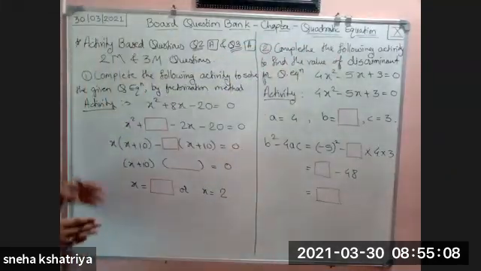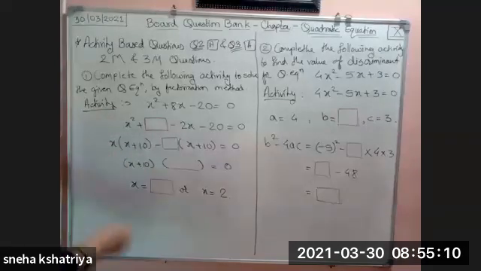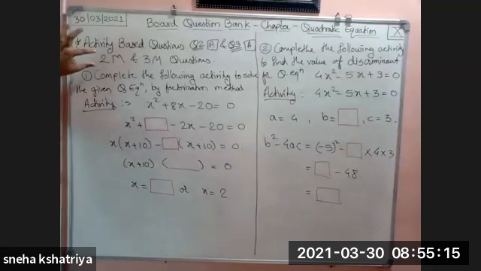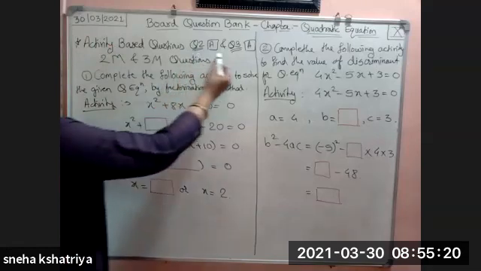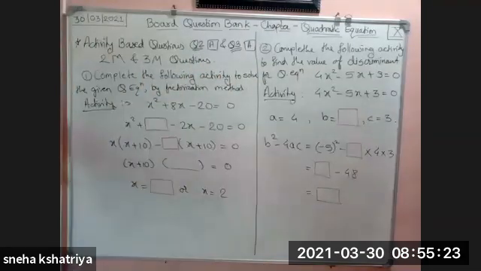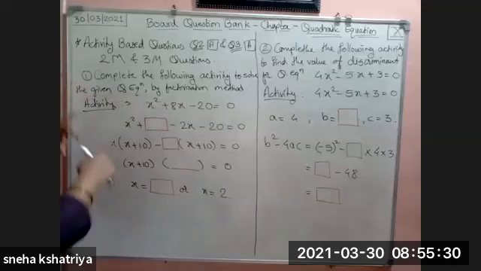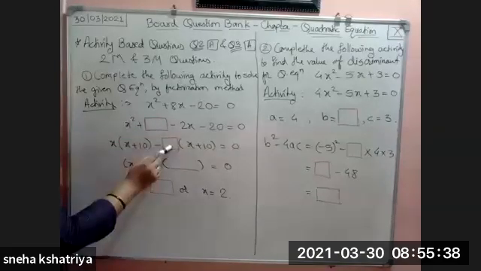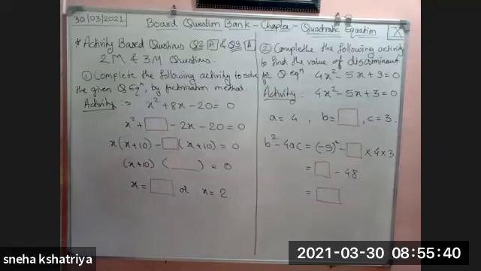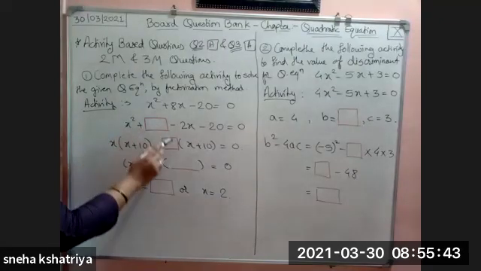From quadratic equation, we are going to see how you are going to solve the activity-based questions, which are of 2 marks and 3 marks. All the questions, question 2A and 3A of 2 and 3 marks, we are going to see here. From that, I have already written 2 questions here. Whatever the question is given, I have written the complete question here, and only the boxes which I have to fill, that only I have kept left here.